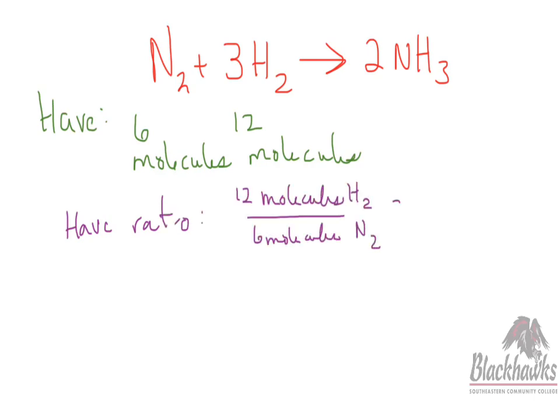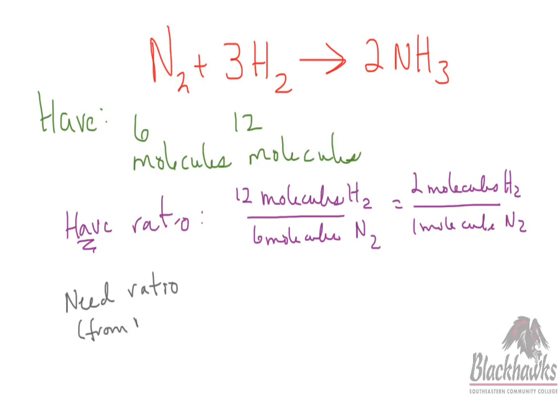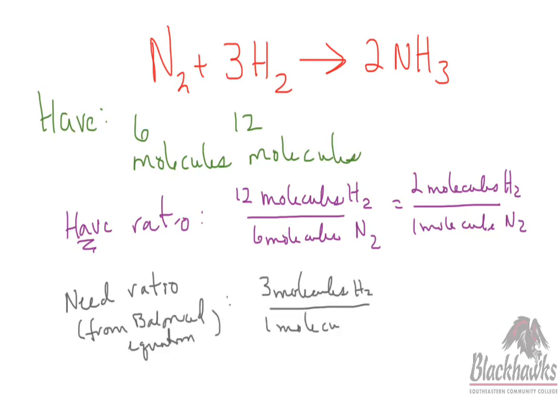We have 12 molecules of hydrogen for every 6 molecules of nitrogen. You divide that out and you get a 2 to 1. What you have is 2 molecules of hydrogen for every 1 molecule of nitrogen. And then my need ratio, just like we did with the ham sandwiches, is going to come from the balanced chemical equation. So the coefficient in front of the hydrogen is 3. The coefficient in front of the nitrogen is 1.